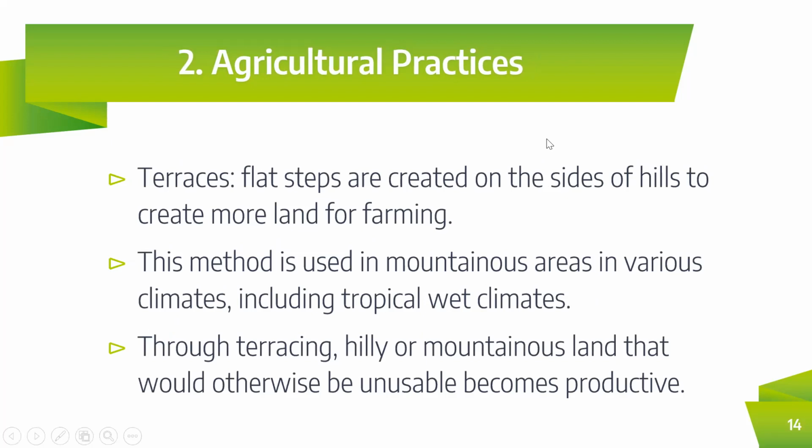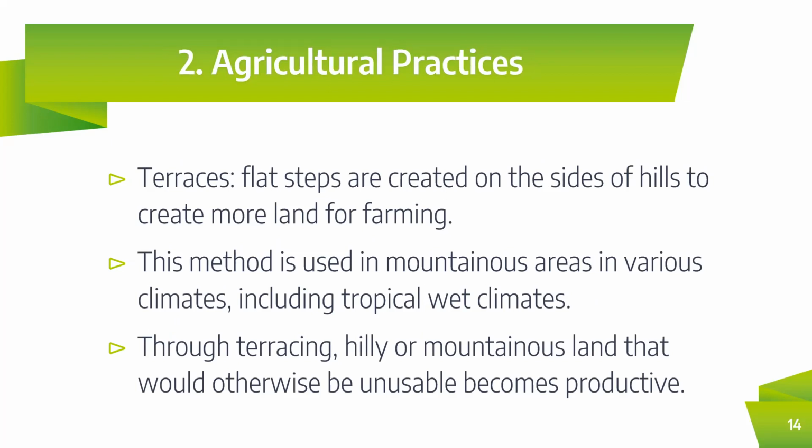Other agricultural practices with unintended consequences are terraces, flat steps created on the sides of hills to create more land for farming. You'll mainly find these in Southeast Asia. Again, there are steps on the side of mountains with rain and water running down the steps, irrigating the crops. It's very labor intensive, but it does maximize the land available.